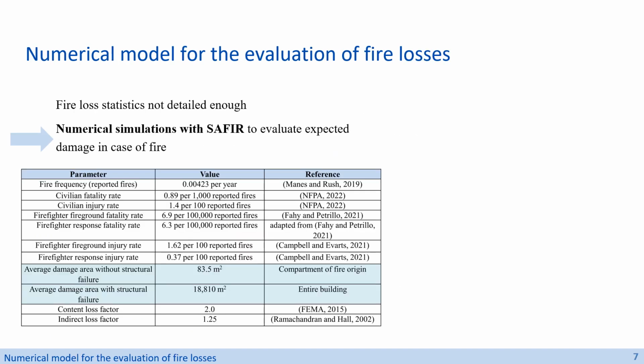Assessing the fire losses can, however, be a complex task where the fire loss statistics are not detailed enough, which is a damage area in this study as highlighted in this table here, to allow the analysis of the effect of the thickness of a sprayed fire-resistant material on structural frame members. The numerical simulations are needed alongside the statistical data to evaluate expected damage in case of fire.